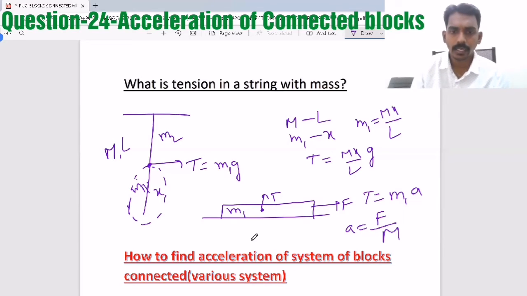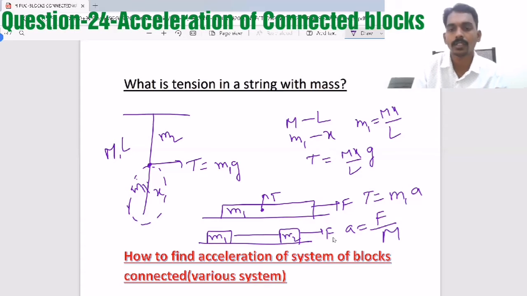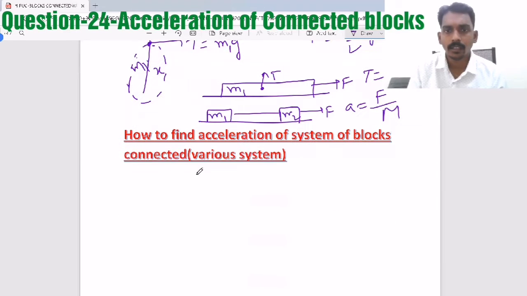Also, here in case of horizontal string, you can consider M1 as one body and M2 as another body, and they are connected with a massless string and a force F is applied. In this way also you can consider and solve the question.